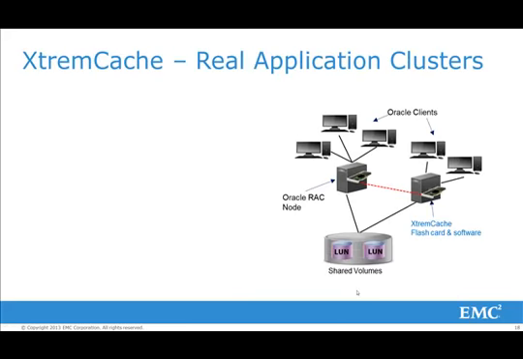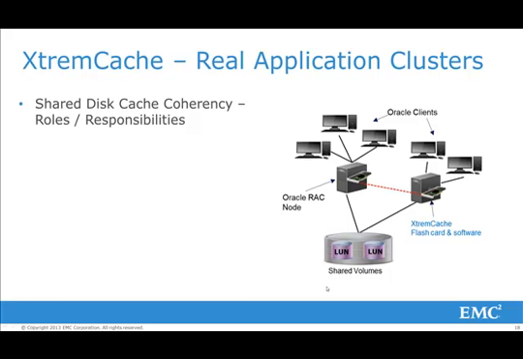So continuing the topic of cache coherency. In the case of real application clusters with XtremCache, there are roles and responsibilities. Allow me to explain. RAC owns block content coherency. RAC has the difficult work where the topic of cache coherency is concerned, because RAC does a good job of ensuring the coherency of rows and columns as they travel through the cluster.